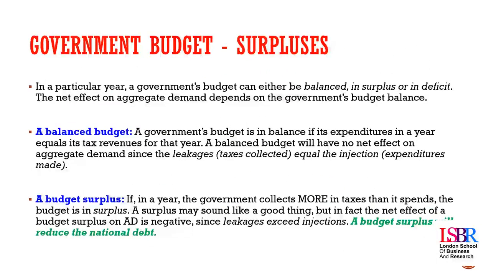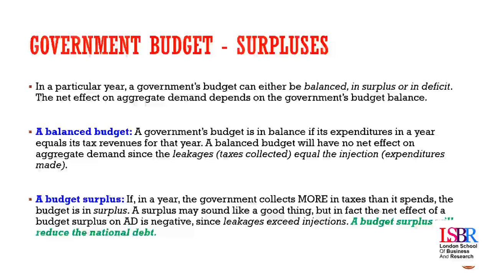Coming back to the government budget. So again, a government's budget can either be balanced, it can be in surplus, or it can be in deficit. So in an ideal world, the government wants it to be a balance. Why does it want to be a balance? It basically wants all money coming in to be equal to all money going out. Why? Because as always, the government is not here to make a profit. The government is here to represent the people of the country.